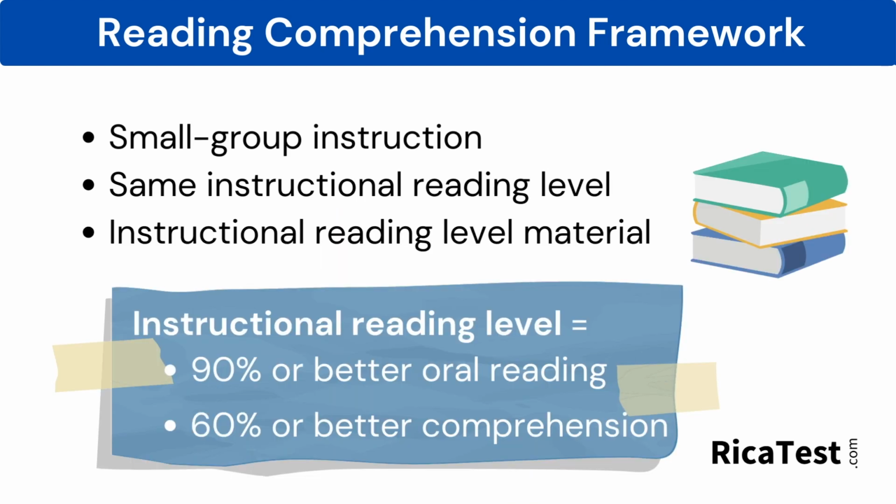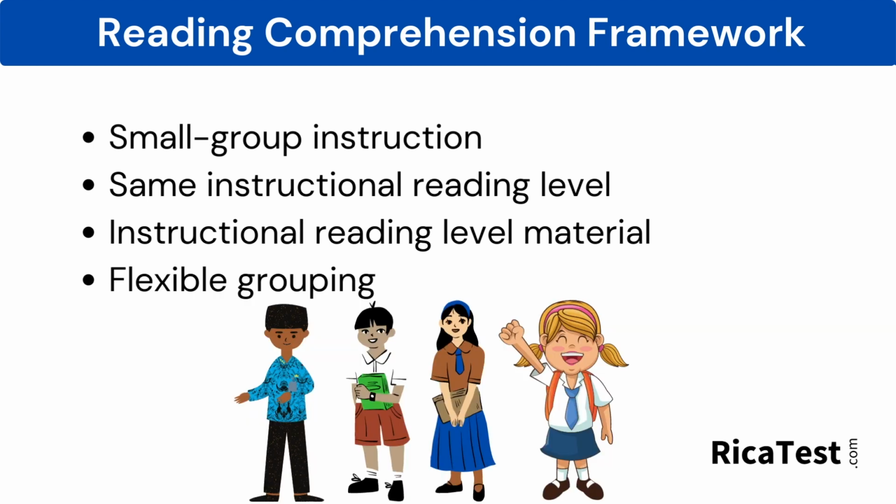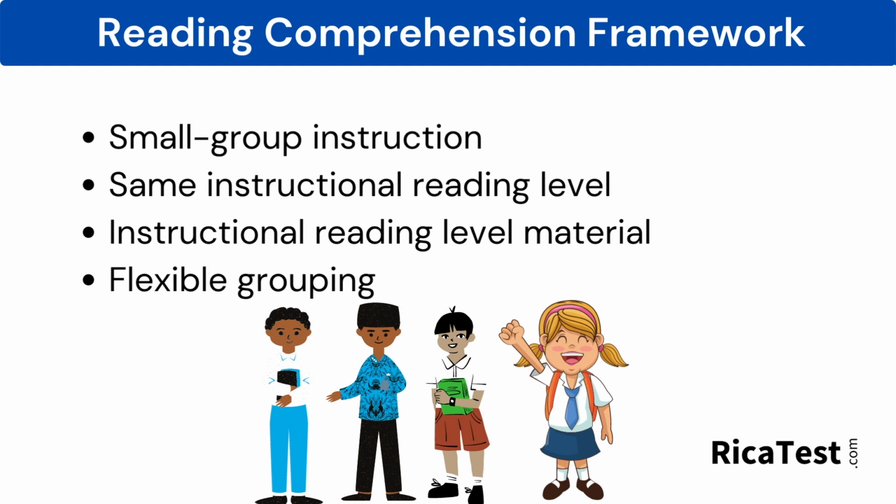Second is that the small group instruction is composed of students who share the same instructional reading level. The material that the students read needs to be at their instructional reading level, which, as a reminder, is measured when a student reads aloud 90% or more of the words correctly and answers at least 60% of the comprehension questions correctly. And the last piece of the general framework for providing effective reading comprehension instruction is that these small groups, based on reading level, are flexible, meaning that as the students progress through the year, the teacher needs to reorganize the groups based on current reading needs.